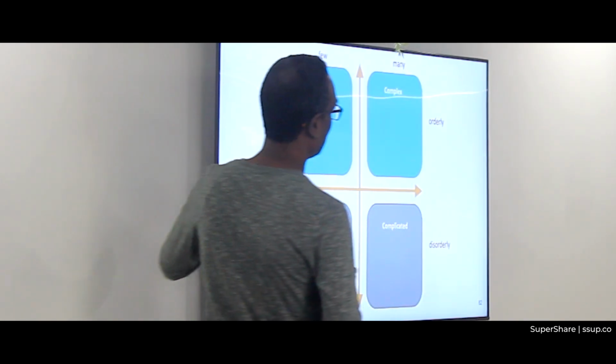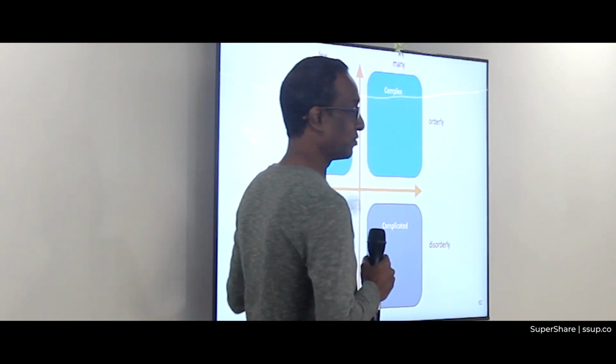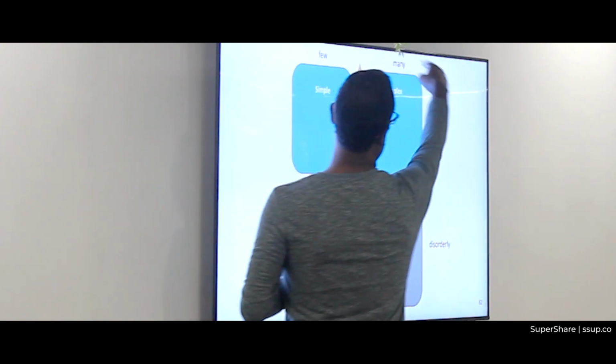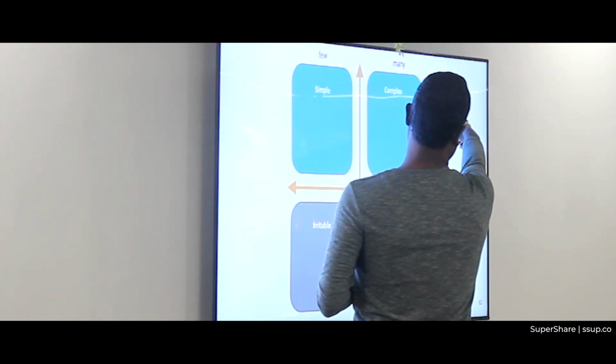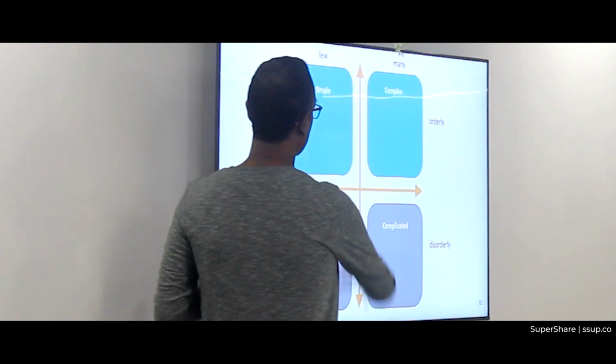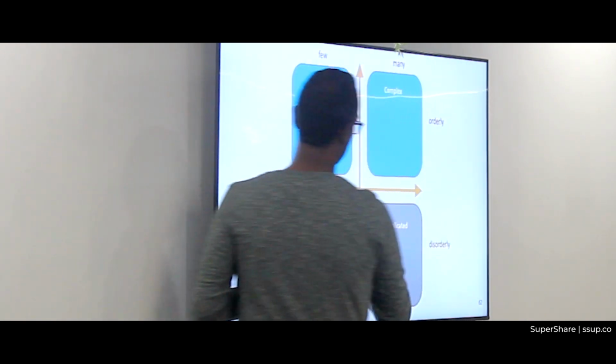So, folks, based upon this, I categorize this into 4 different buckets. The number of elements, few or many. Is the system orderly or not orderly? I call this simple, complex, complicated, and heterogeneous systems.